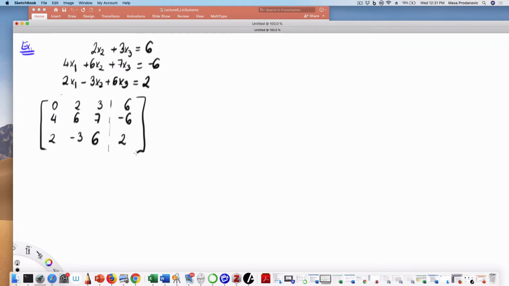I want to eliminate 4. Is there any number I can multiply 0 with to eliminate 4? Trouble. So one thing that we need to remember is order doesn't matter. Order of equations does not change the solution whatsoever. So I can simply flip the positions. 4, 6, 7, minus 6, 0, 2, 3, 6, and 2, minus 3, 0, 2. Okay?